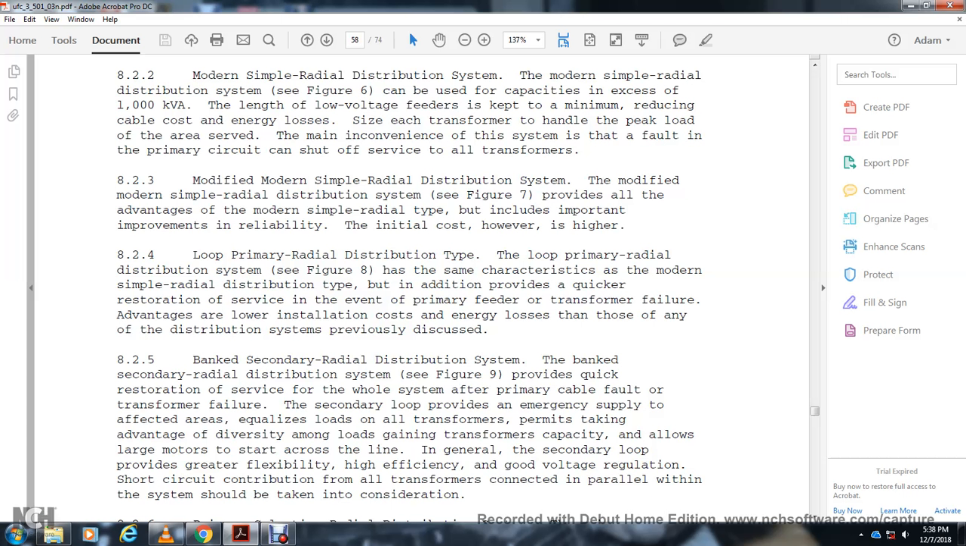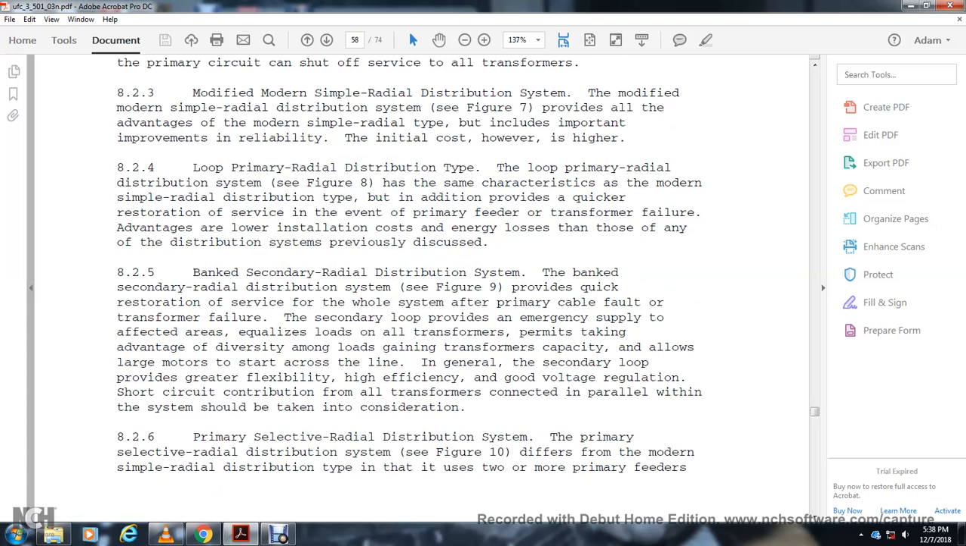Gaining the transformers' capacities allows large motors to start across the line. The secondary loop offers greater flexibility, high efficiency, and good voltage regulation. The contribution of all transformers connected in parallel within the system should be taken into consideration.